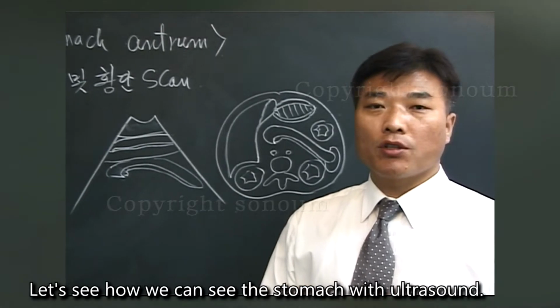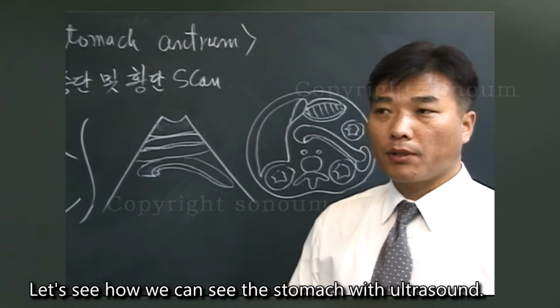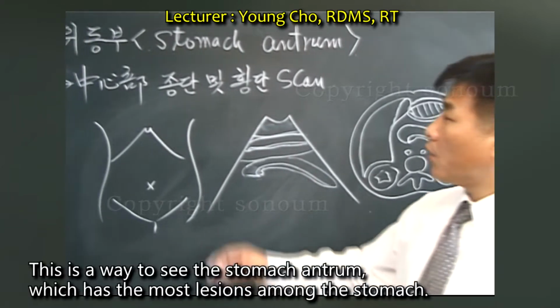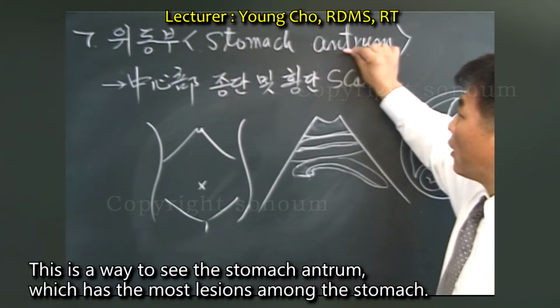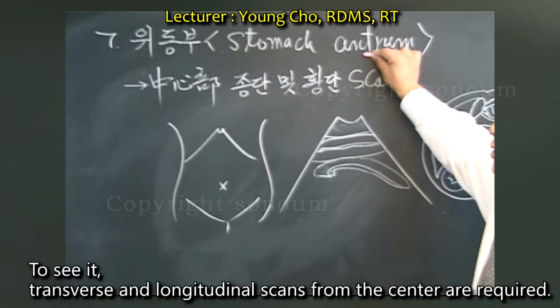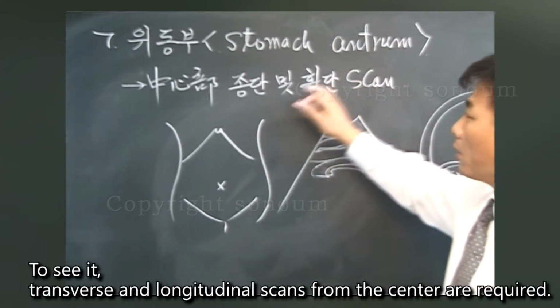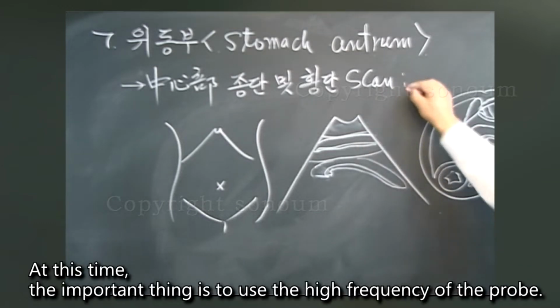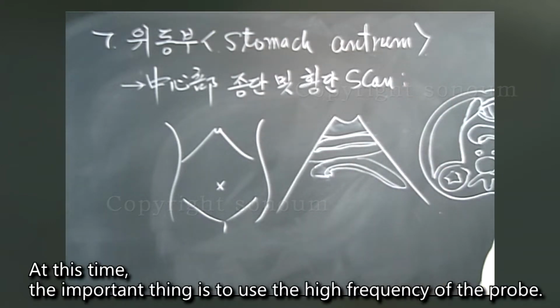Let's see how we can see the stomach with ultrasound. It is very meaningful to see the stomach with ultrasound. This is a way to see the stomach antrum, which has the most lesions among the stomach. To see it, transverse and longitudinal scans from the center are required. At this time, the important thing is to use the high frequency of the probe.